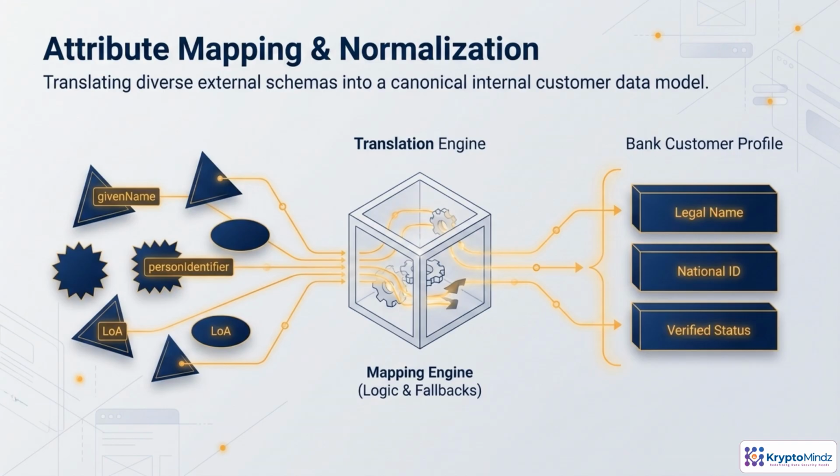Every identity provider speaks its own data language. Attribute mapping is how the bank translates all of those into one canonical customer model. We take raw fields like given name, person identifier, and LoA, and map them into stable concepts such as legal name, national ID, and verification status. That involves normalizing formats, deciding which attributes are mandatory, defining fallbacks, and governing mapping rules so that any schema change doesn't silently break KYC or risk processes.